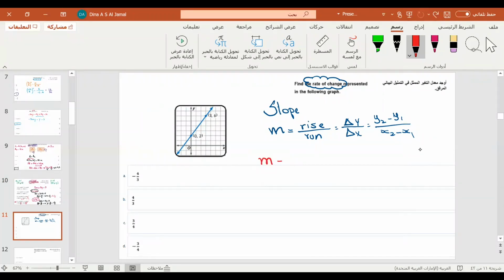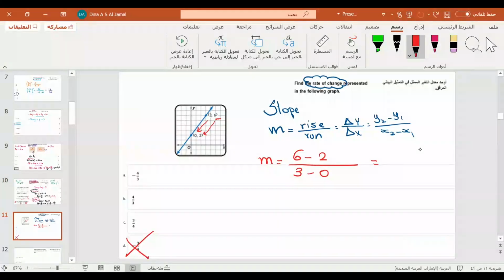So my slope is 6 minus 2, over 3 minus 0. First of all, I should cancel this one because this is a positive slope, and I should cancel this one. The line is making an acute angle with the x-axis. That means it will never be a negative slope. It should be positive. So now you are between B and C. Your answer is 4/3, which is B.